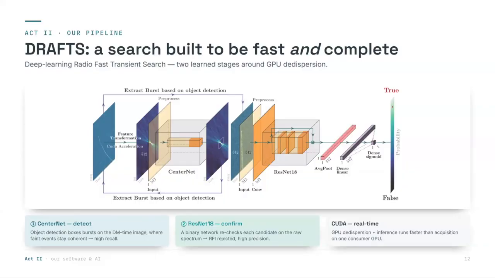In this pipeline, the GPU first turns the data stream into a DM-time image. Then an object detection model finds the burst arrival time and the DM value. Using this location, DRAFTS cuts the corresponding signal from the raw data, and a classifier then checks whether the candidate is a true burst or not. The direct localization on the time-DM map reduces duplicate candidates. Because everything runs on GPU, the dedispersion plus inference is faster than the data arrival rate. One consumer GPU is enough to run it in real time.